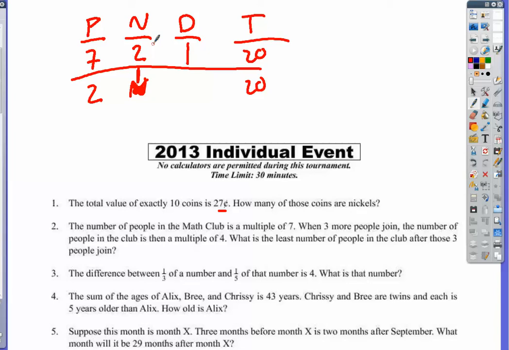But 4 plus 7 is 11, whereas 7 plus 2 plus 1 is 10, and it says I have exactly 10 coins. So I've already hit on the answer right now. The answer is 2 nickels. In this case, I could have had 2 more nickels for a total of 3 and a dime.